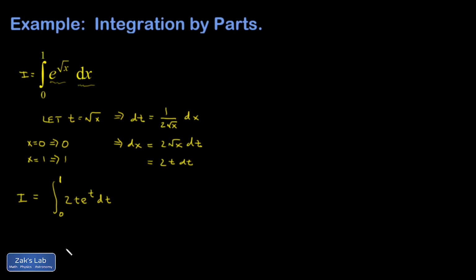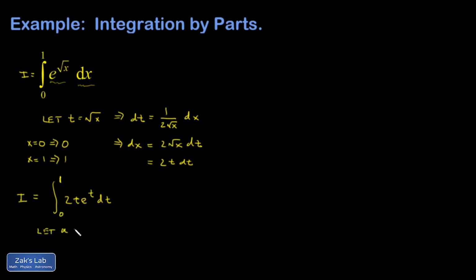Okay, now I'm looking at a classic integration by parts type of integral. I have a piece that clearly gets simpler if I differentiate it. So if I let u equal t, or if I let u equal 2t, depending on how you do it, I guess I'll just do it that way, then the derivative is just going to be 2, and it's simpler. At the same time, I need the leftover piece to have a guessable antiderivative, and the antiderivative of e to the t is easy. It's just e to the t. So here goes our integration by parts.